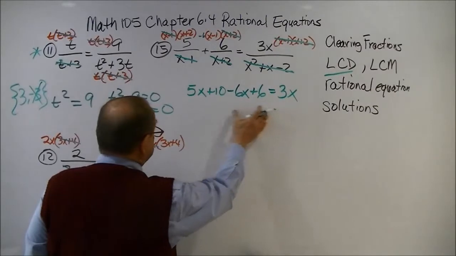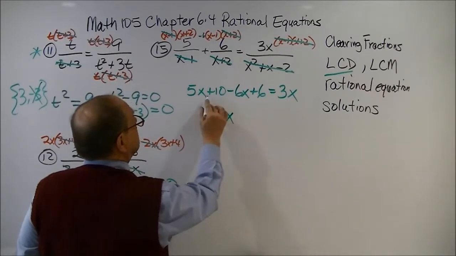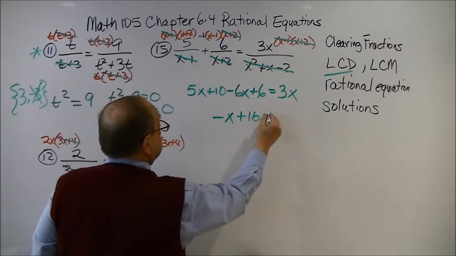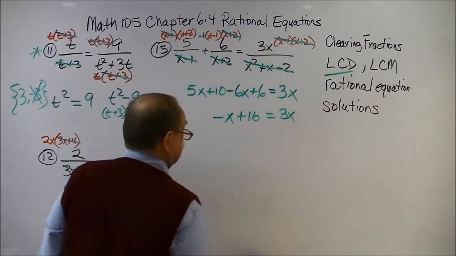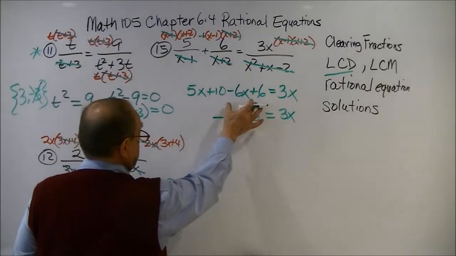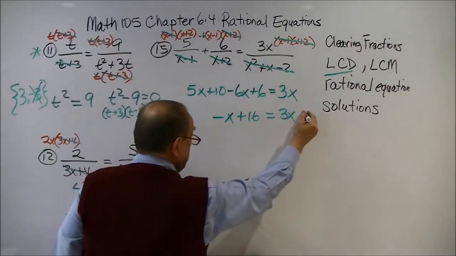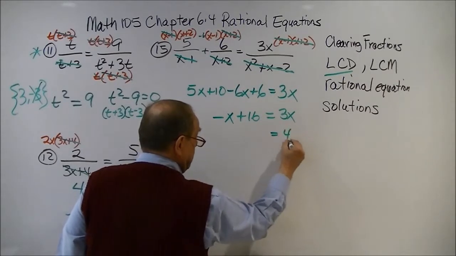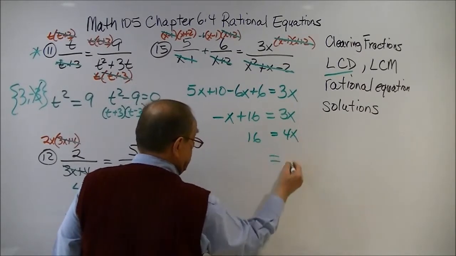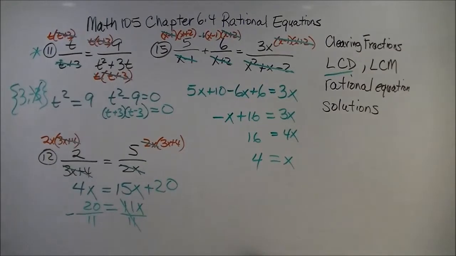So again, I would follow the strategy, collect like terms. So over here it looks like a negative x plus 16 equals 3x. Just collecting like terms. And now we're going to keep our x's positive, bring this over, becomes another x, so this becomes 4x. Divide both sides by 4. x equals 4. Okay, so at least it's colorful.